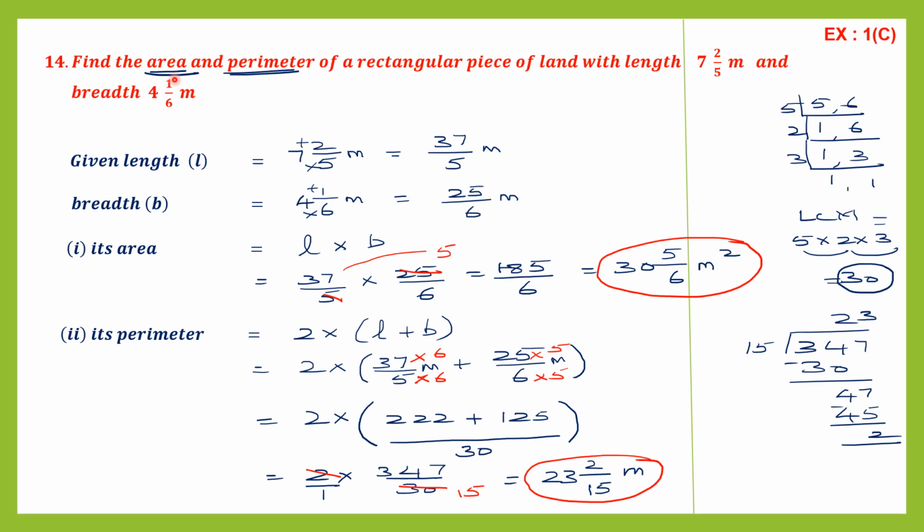So here we are asked to find area and perimeter. We found the area to be 30 5/6 meters square and its perimeter to be 23 2/15 meters. So children, we've completed all the questions in this exercise from the new book.